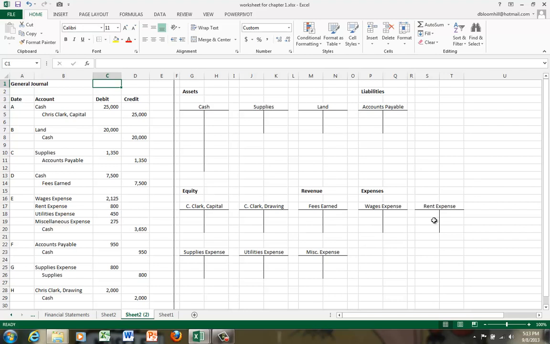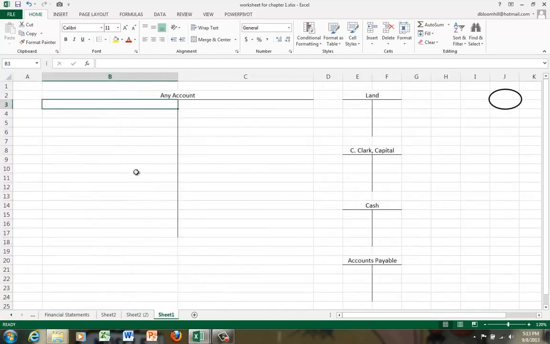We're going to go off for just a moment and explain what happens with the T account, and then we'll come back and post the eight transactions of Net Solutions to their T accounts. So right over here, this big T in the middle of the screen represents any account. It doesn't matter whether the account is an asset, liability, equity, revenue, or expense. The rules of debit and credit are the same.